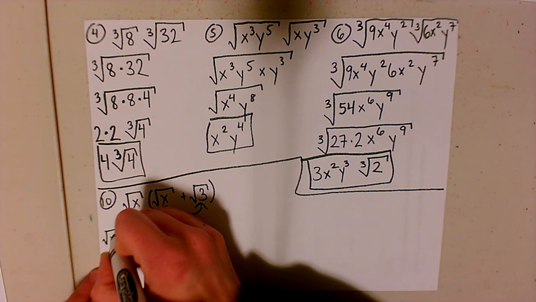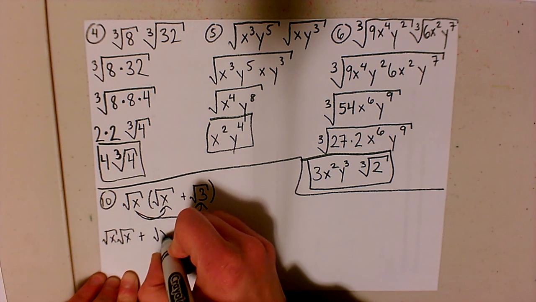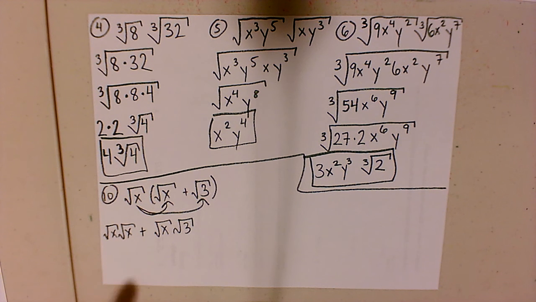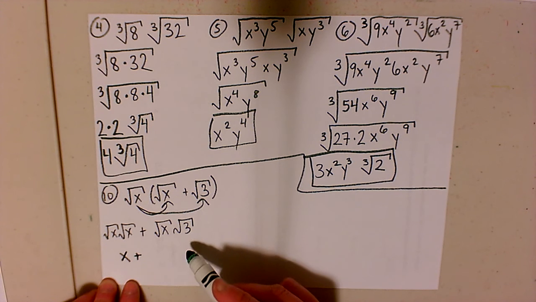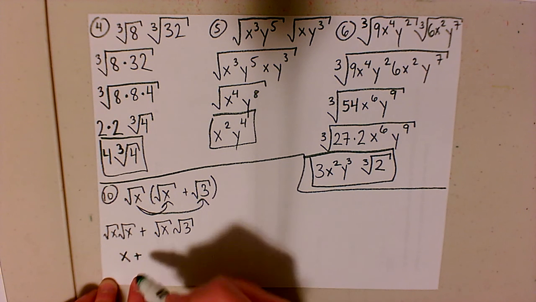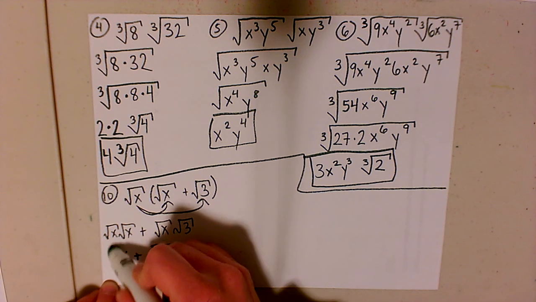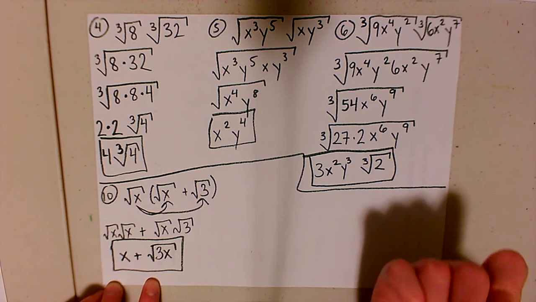So we'll have root x times root x plus root x times root 3. So whenever you multiply two square roots of the same thing, the square root just cancels, and you're left with just one of those. So that means I'm going to have just x. And then these two square roots, the root x and the root 3, we can combine under one and say this is the square root of 3x. So there's our answer, x plus root 3x.